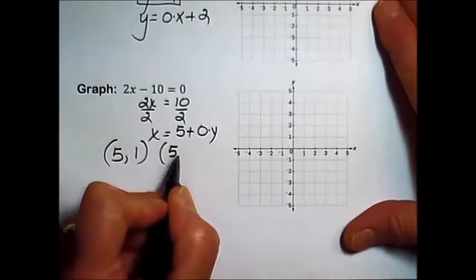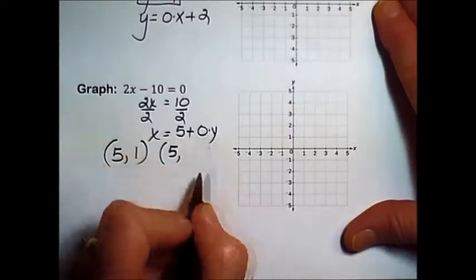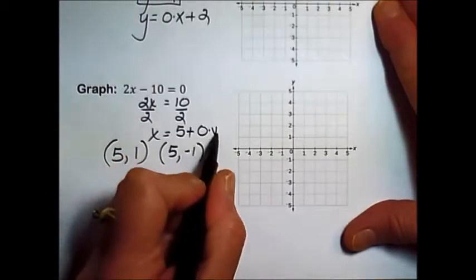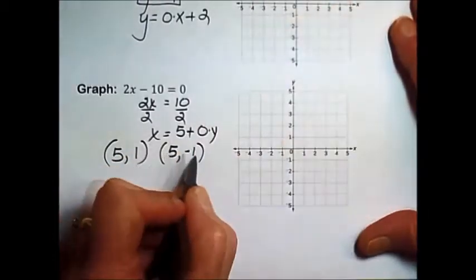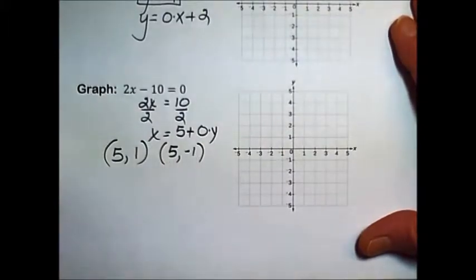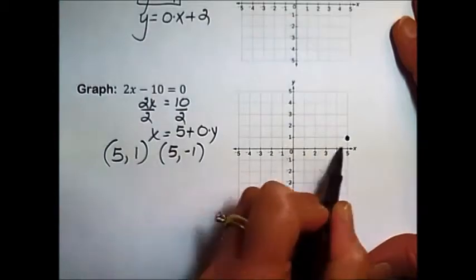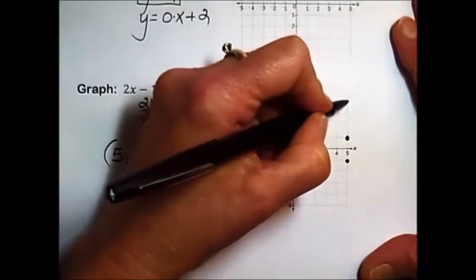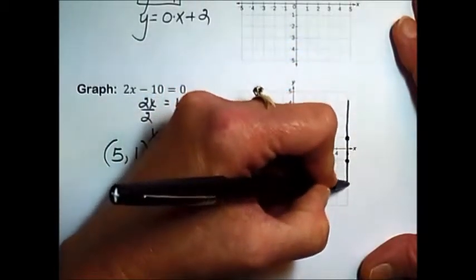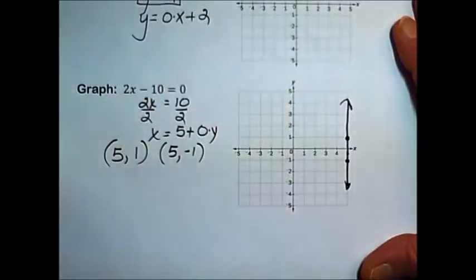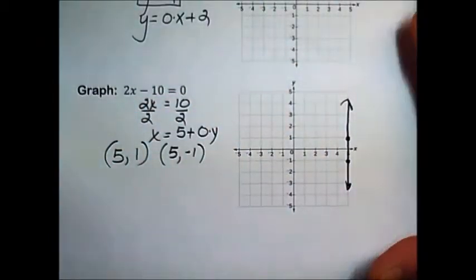x is equal to 5 no matter. y is equal to -1. It's being zeroed out. x is equal to a 5. If we plot those points, 5, 1, 5, -1, and any other values that you might want to choose, what we ended up with is a vertical line.